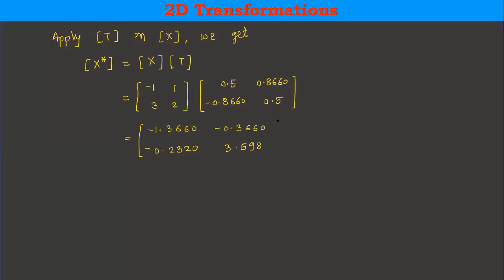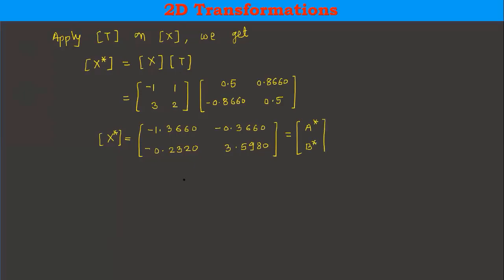Okay, so this is the multiplication of X into T, that means the resultant matrix X star. So what is our X? X is the matrix of the original object, that is AB. So X star is the transformed object. We can denote it by A star and B star. So A is transformed to the A star position, B is transformed to the B star position.